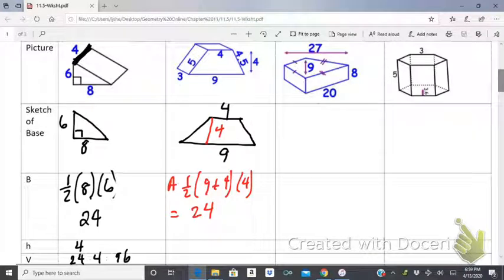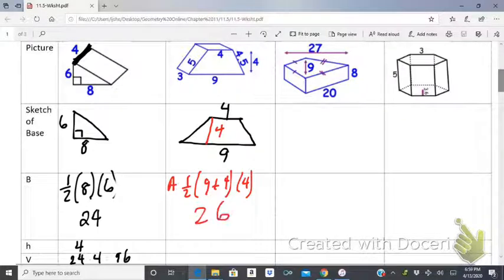Okay? Does that seem right? No, that doesn't seem right. My math seems wrong. 9 plus 4 is 13. 13 times 4 is 52, times 1/2 is 26. That one sounds a little more right.